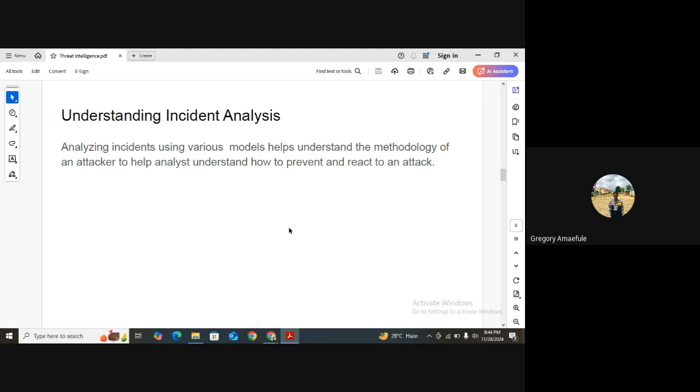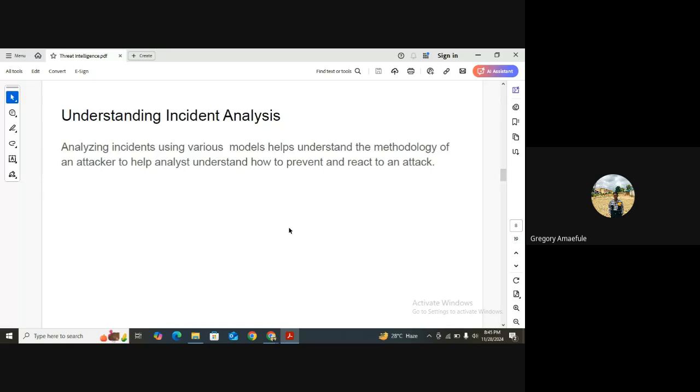But for today, we're going to cover understanding incident analysis. Incident analysis involves analyzing incidents using various models that help us understand the methodology of an attacker. Remember, incident analysis is under threat analysis, and I said earlier that during threat analysis, we're trying to wear the shoes of an attacker. We are trying to think like an attacker. So incident analysis gives us models to understand the methodology of an attacker: which series of processes does an attacker take before he carries out an attack?